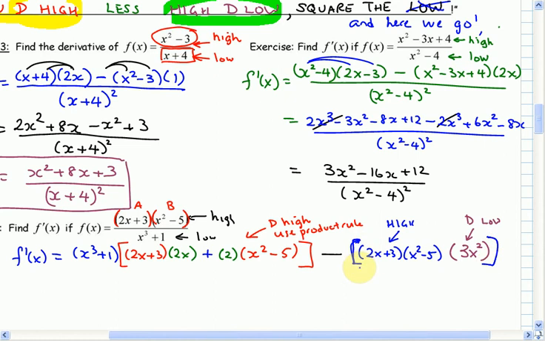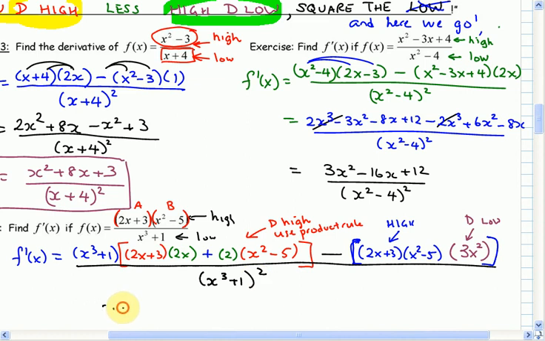Okay. Low, D high, less, high, D low. That's just the numerator. And then don't forget to square the bottom. And here we go. Okay, so obviously I didn't leave enough room, did I? Dot, dot, dot. You simplify at home. Okay? Well, the main part is just knowing how to use the formula, right? You guys know how to simplify by now, so let's not worry about that.